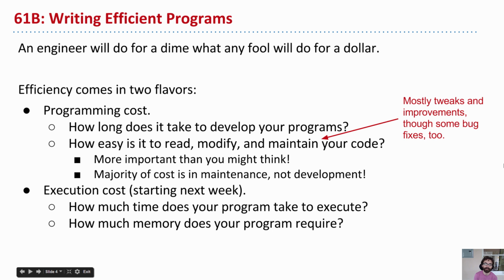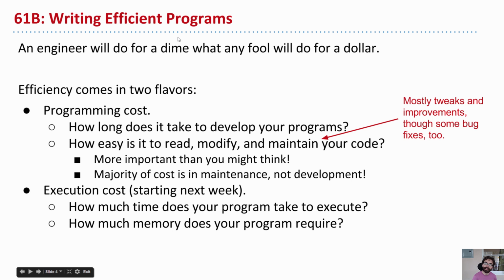There's an old saying I learned from Paul Hilfinger that I brought up earlier in the class: an engineer will do for a dime what any fool will do for a dollar. In 61A, you guys learned to be fools, how to build programs that do pretty much anything. And in 61B, we've slowly been accumulating tools to be able to do things more efficiently.